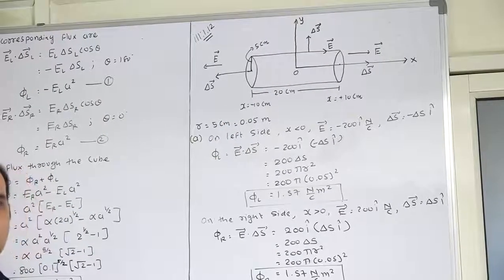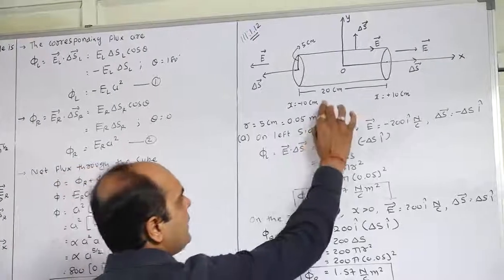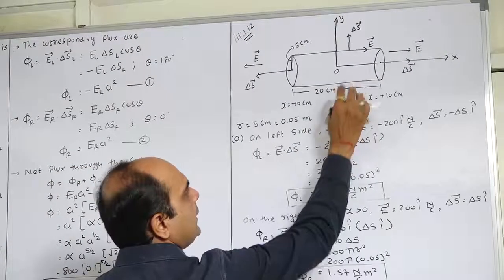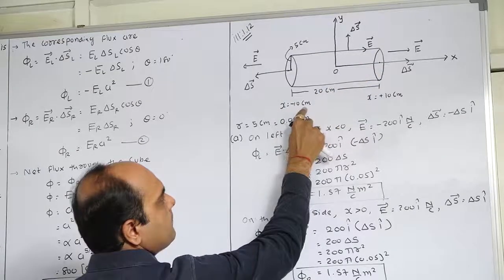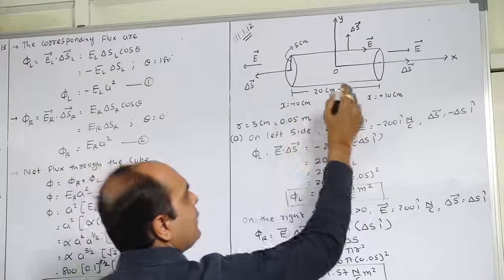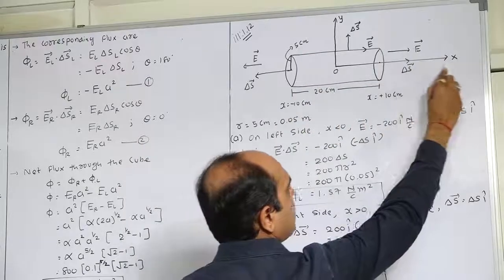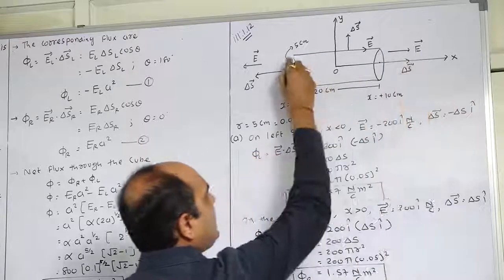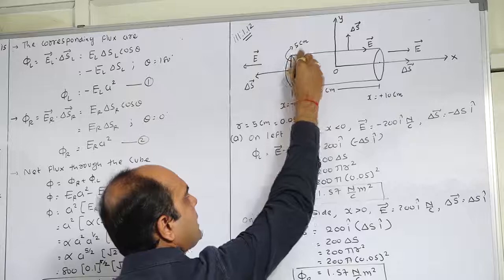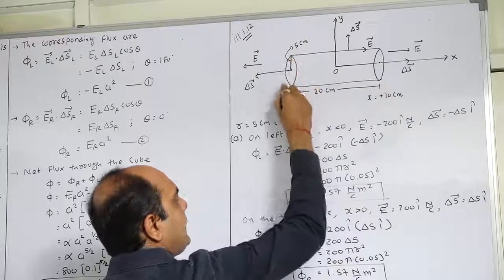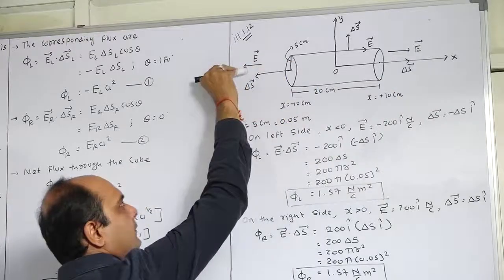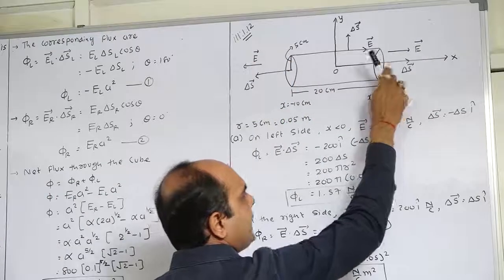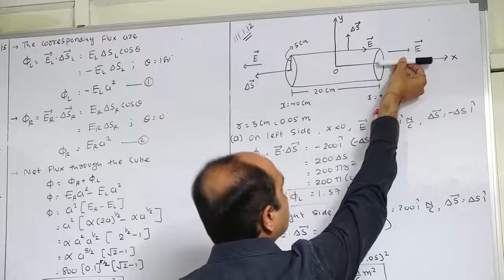Student, first of all observe the diagram. The length of the cylinder is 20 cm. This much distance is plus 10, x is equal to plus 10, and this much distance is minus 10. The axis of the cylinder lies on the x-axis, and the radius of the cylinder is 5 centimeter. At this face, the area vector normal to the face is towards the left. At this face, the area vector is towards the right side.